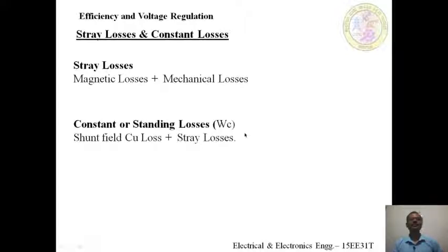Certain terminologies we are using along with these losses, that is stray losses and constant losses. The stray losses means magnetic loss plus mechanical losses together is called as stray losses. Another term we use usually is constant or standing losses. Shunt field copper loss plus stray losses are collectively called as constant loss.